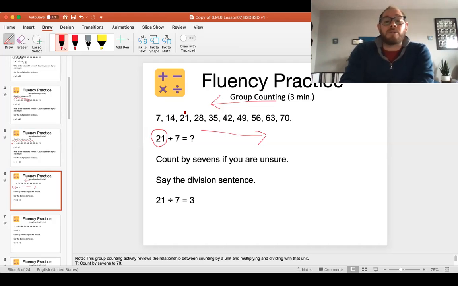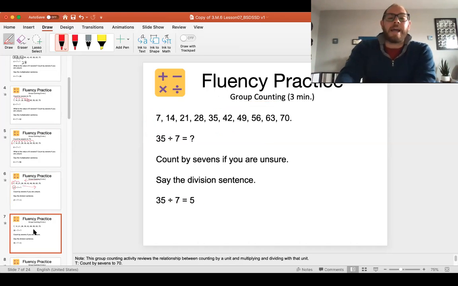And I'm going to count going backwards to see how many groups of 7 there are. Of course, before I do anything else, I'm going to put in my 0. And now I'm ready to go. Let's count them together. 1 group, 2 groups, 3 groups. So 21 divided by 7 is 3. And let's say that as a division sentence. 21 divided by 7 equals 3.